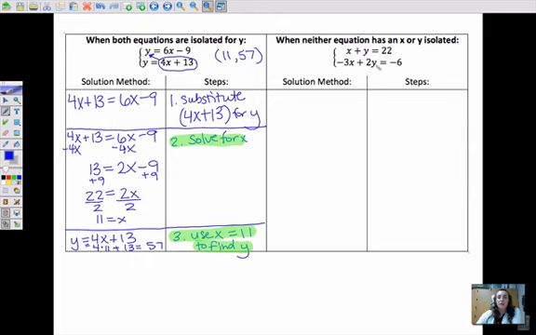So in this one, I'm going to have one extra step at the beginning. So my step 1 is going to look different than before. Before I can do this equation, I've got both equations in standard form. I've got them both in this format, ax plus by equals c. So what I need to do first is change one of the equations to slope-intercept form.